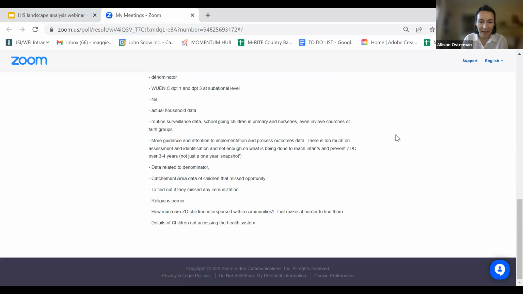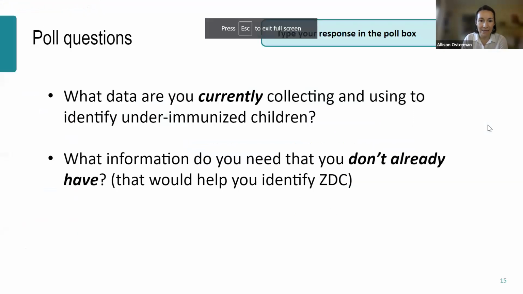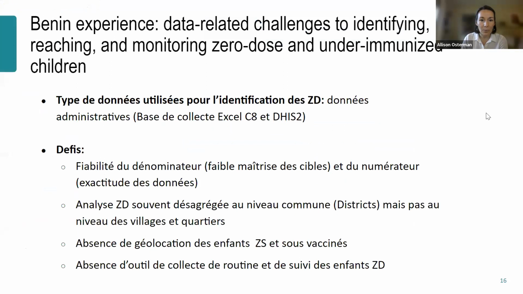Great. Well, thank you everyone for participating in this poll and sharing with us some of the challenges that you're having, the information that you need, and what you're collecting already. So with that, while we're still on the topic of reflecting on the kind of information needed to identify zero-dose children, I'm going to turn it over to our first guest speaker, Dr. Coquelet, who is going to tell us a little bit about the experiences that the EPI program in Benin has had related to their data-related challenges with identifying zero-dose children.